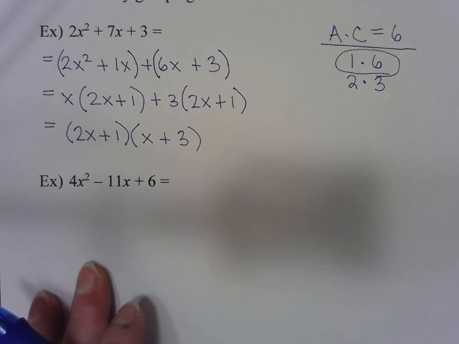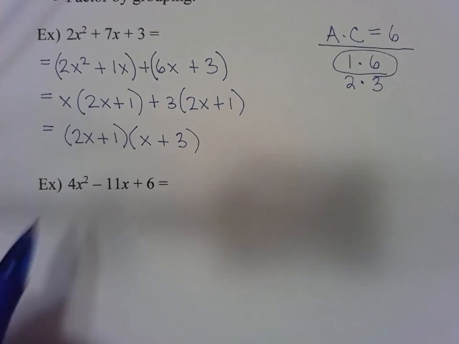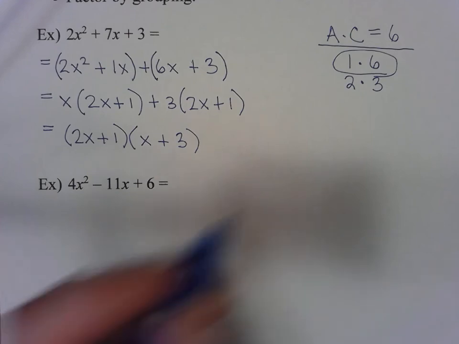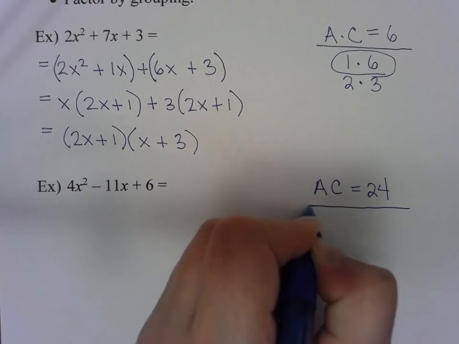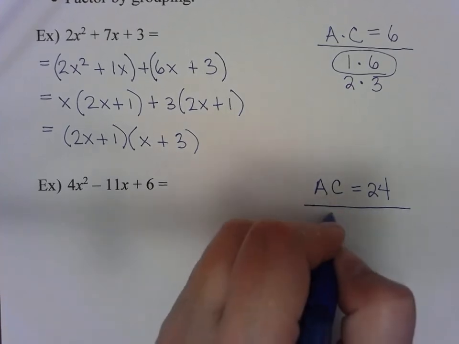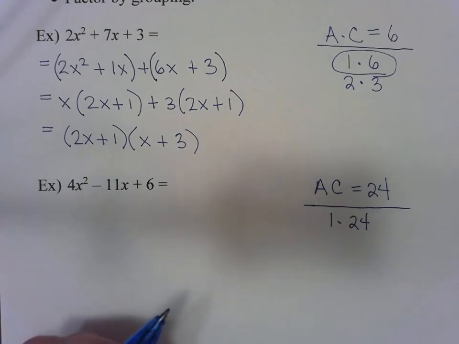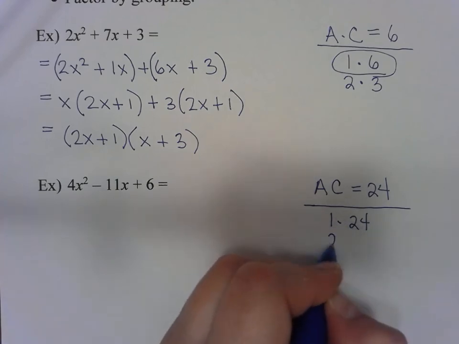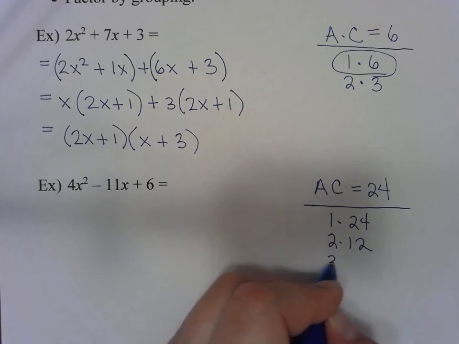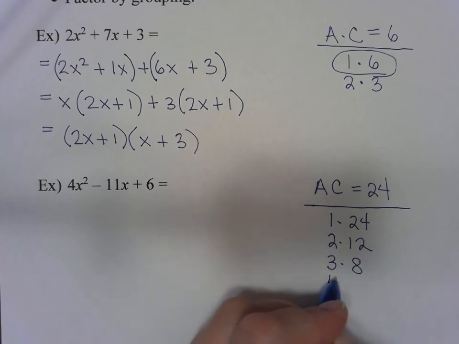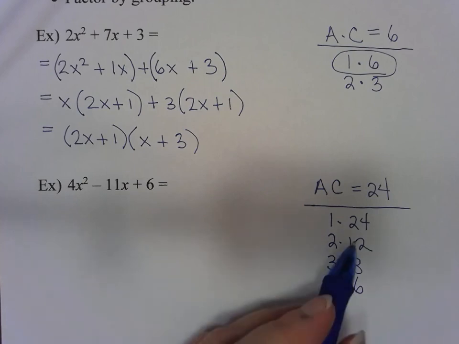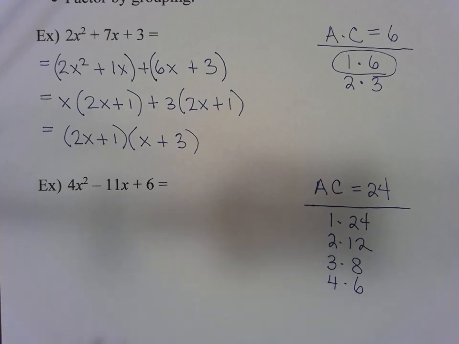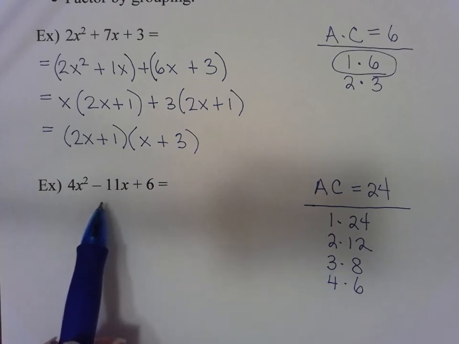Let's try one more of those. A times C this time is 24. So if I list the factor pairs of 24, I usually go in order. So I have 1 times 24, 2 times 12, 3 times 8, 4 times 6, 5 doesn't go in. The next number would be 6, but I already have that listed here, so now I know I have them all. So which of these pairs can I make add up to be negative 11?